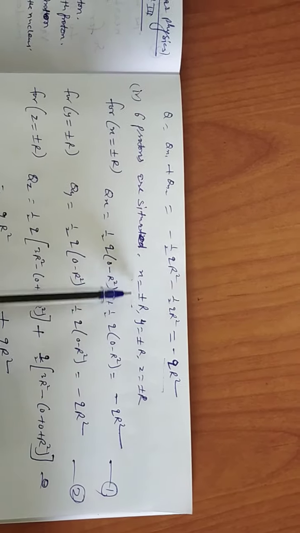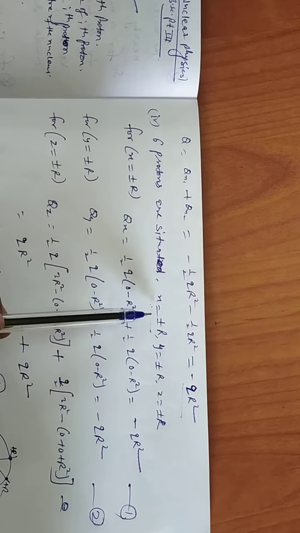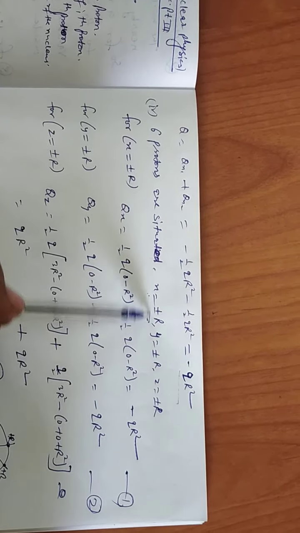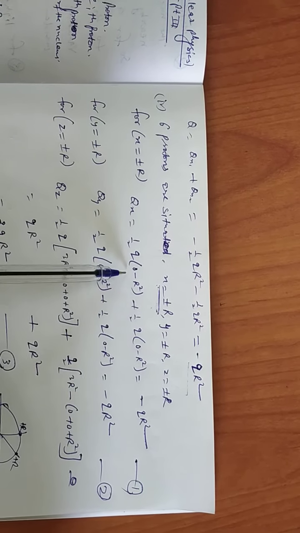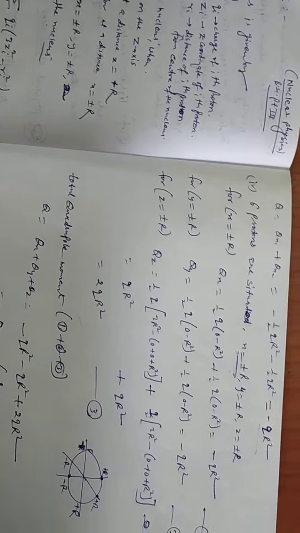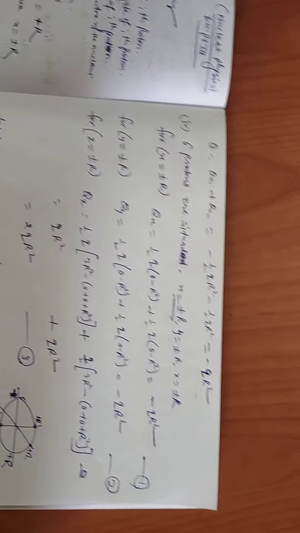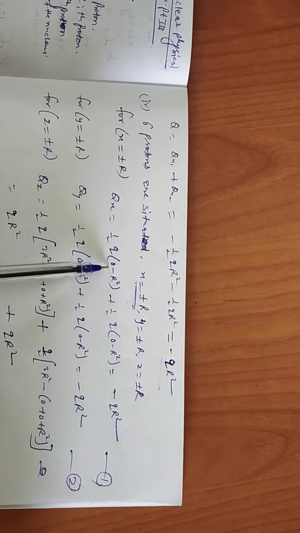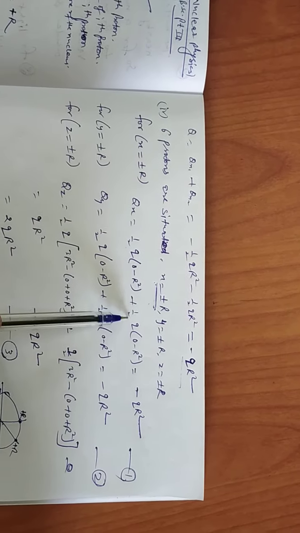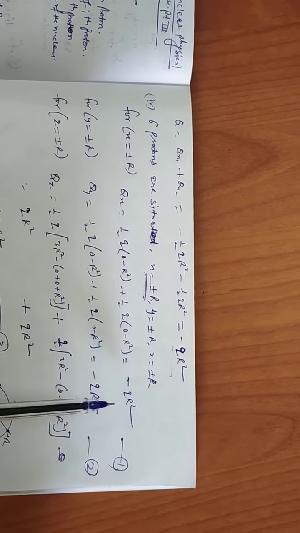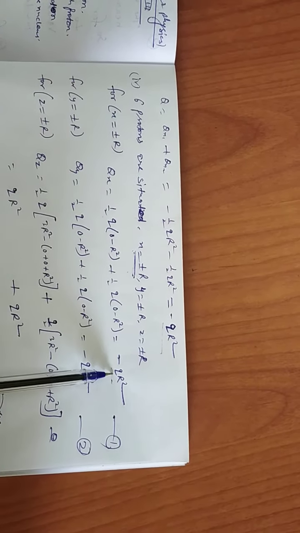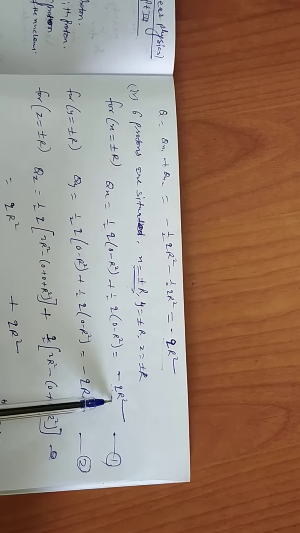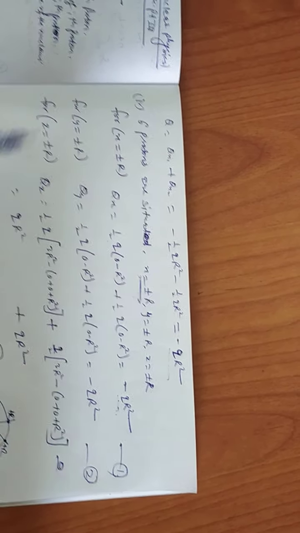If x is equal to plus minus r, then what is the quadrupole moment due to this one? Putting this value in equation A, we can write it like this, and finally we get minus q r square for x equal to plus minus r.